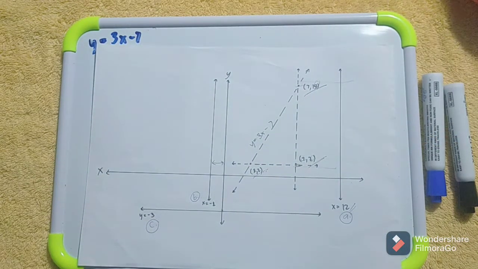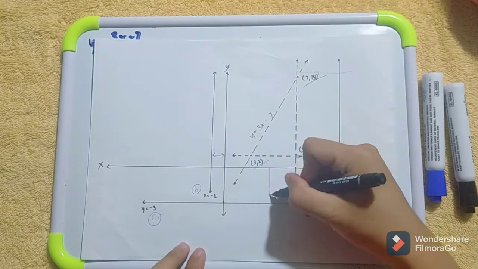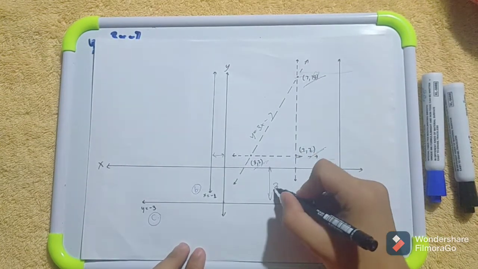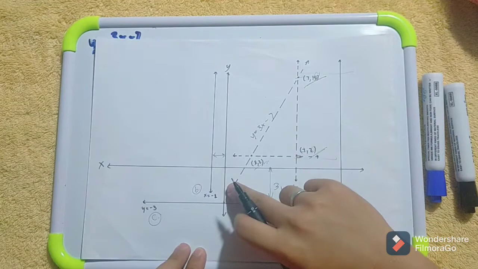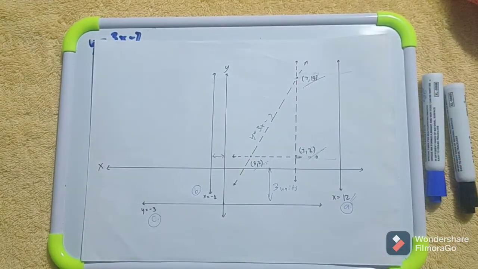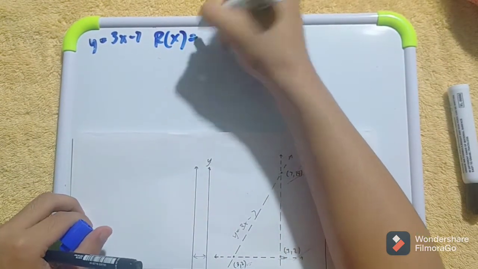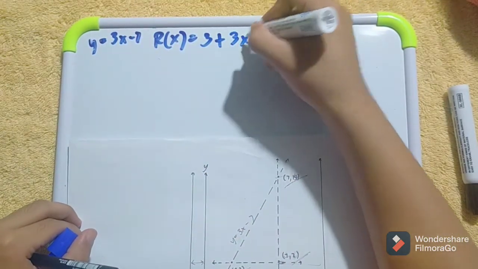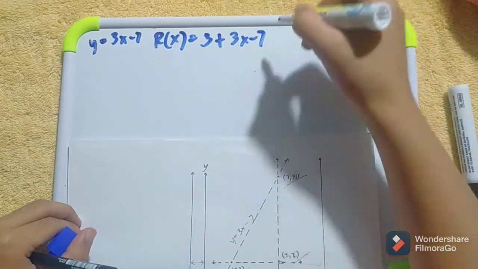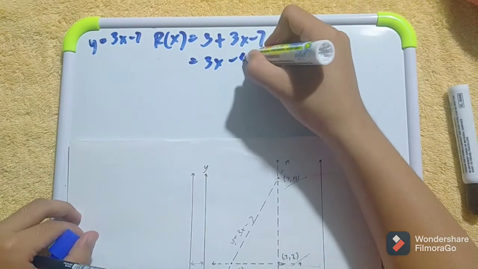So ang una natin kailangan na kunin is yung ating outer radius saka inner radius. So for our outer radius, ang distance mula dito hanggang dito is 3 units. And then i-add lang natin itong 3 units plus itong function na to, itong line na to. Kaya ang ating outer radius is equal to 3 plus 3x minus 7. So, 3x minus 7 plus 3, so, 3x minus 4.